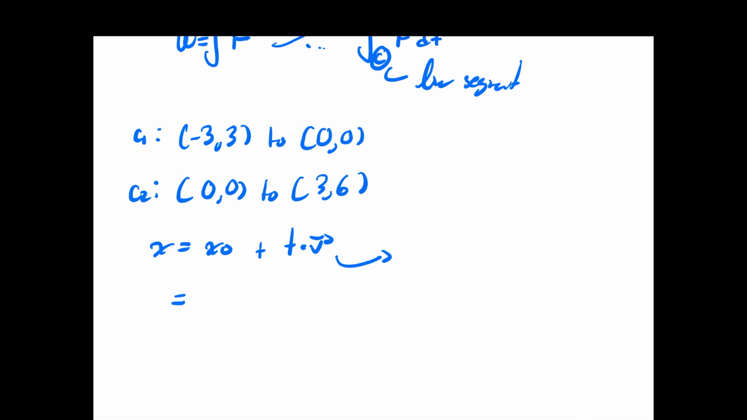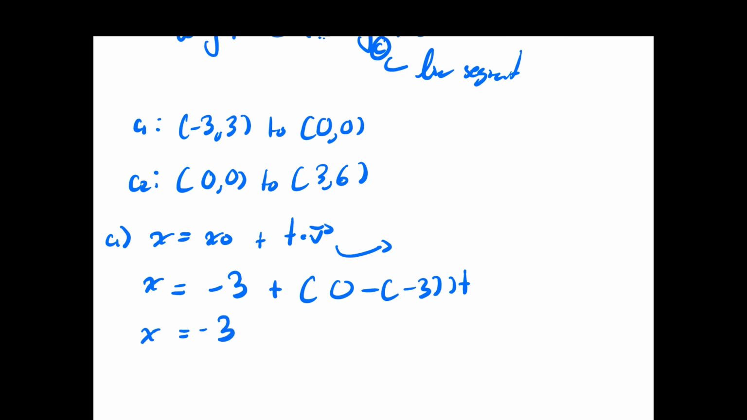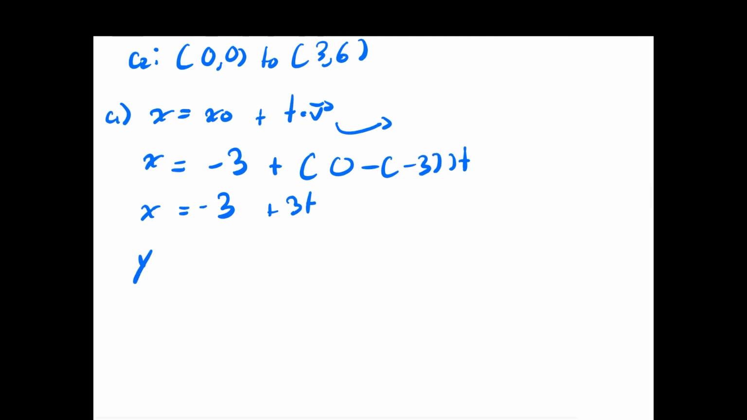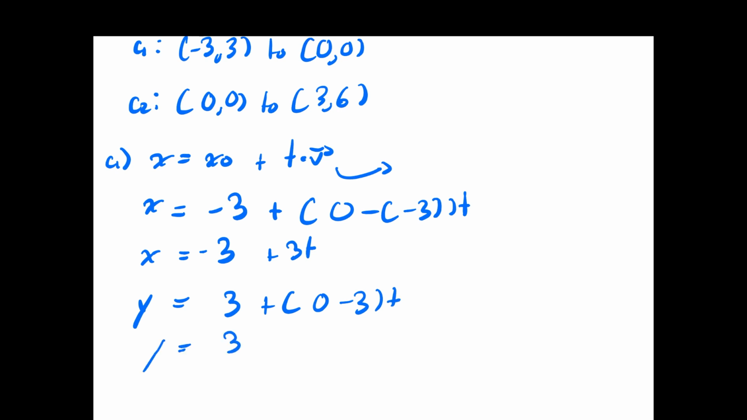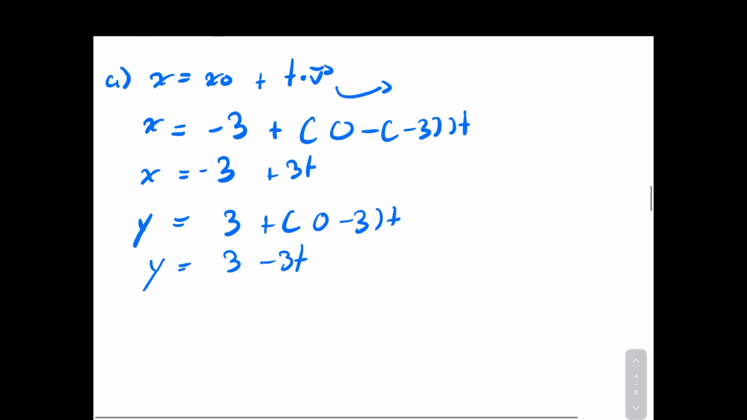So for C1, let's just mark this as C1. We initially start off in x at -3, and then we go for our difference, from 0 as our x2 minus -3, times t. And so our x is -3 plus 3t. Y, in the same fashion: our initial y value is 3, then plus y2, 0 minus 3, times t, equals 3 minus 3t.